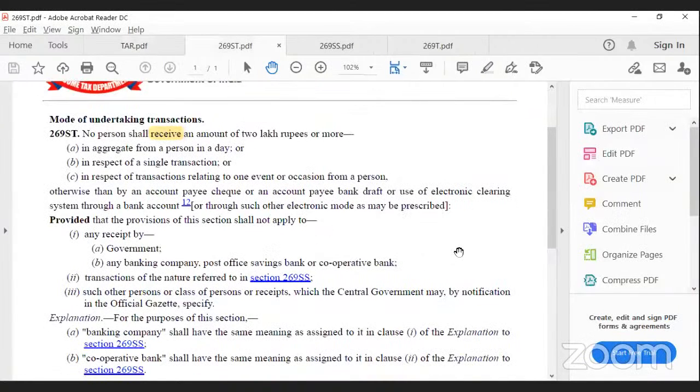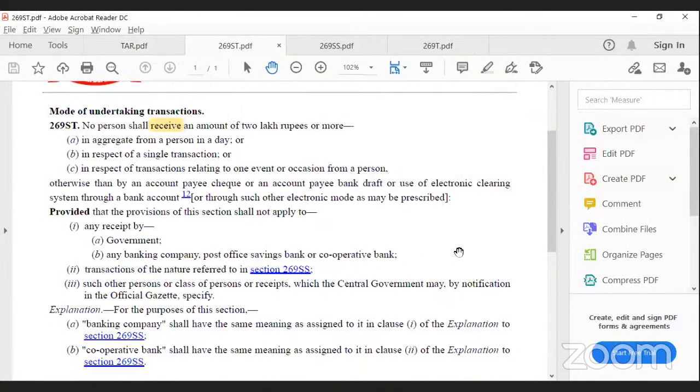नहीं आशीष जी, आपका व्यू एकदम मेरे को सही लग रहा है, क्योंकि देखिए अपना 269ST का जो हेडिंग है ना, वो भी क्लियर बोलता है कि नो पर्सन शैल रिसीव एन अमाउंट ऑफ 2 लाख रुपीज और मोर. तो अब जहाँ पे रिसीव वर्ड को यहाँ पे एम्फेसिस कर रहा है, तो फॉर्म में अगर पेमेंट भी लिखा हुआ है तो वो रिसीव की ही बात कर रहा है.